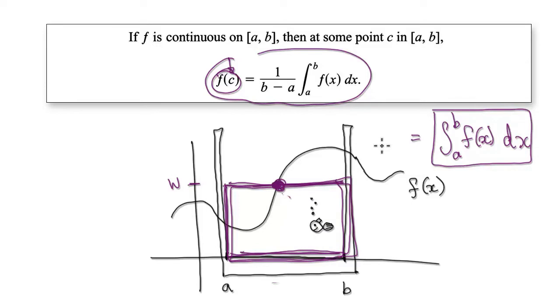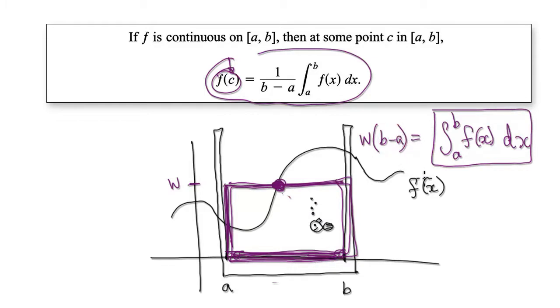So w times b. Remember, this length here is b minus a. So this equation must be true, because this thing here is the area of the water, and this is the area of our rectangle. You get the height w, and then you times the width of the fish tank, which is b minus a.